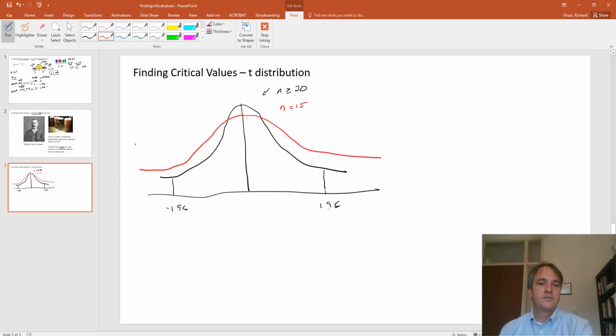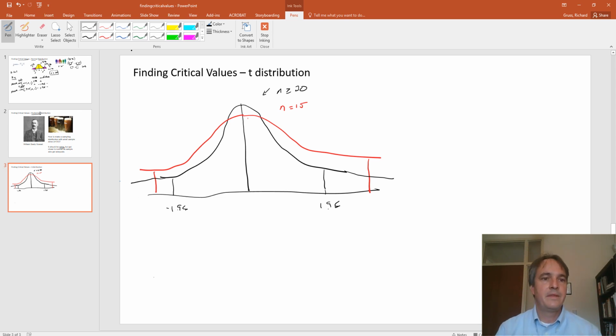Okay. So now you can see that 95% of the area under this one is now going to be, let's say, from here to here. And by the way, these tails keep going theoretically.